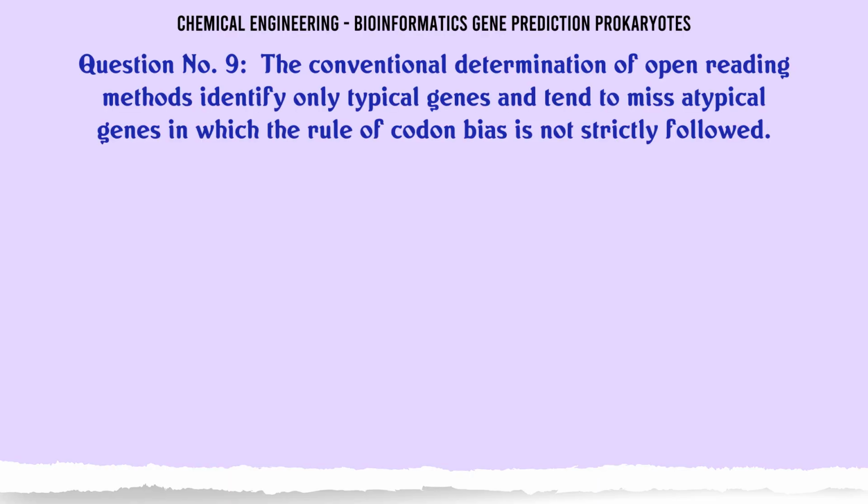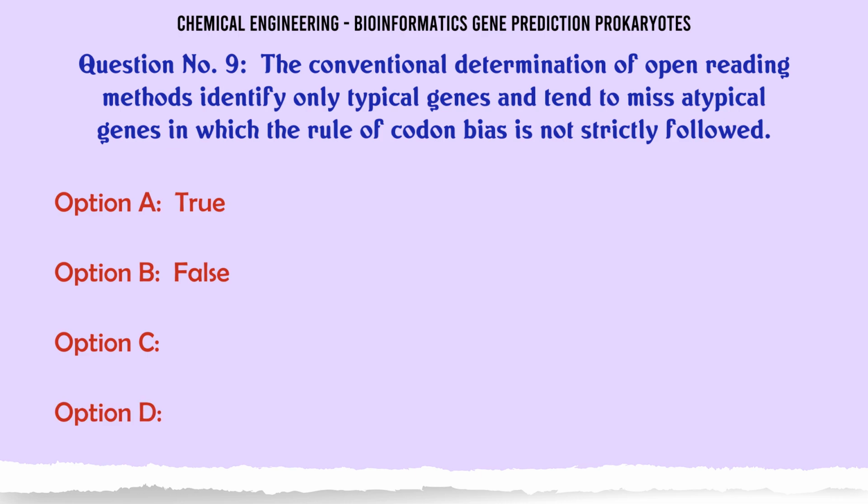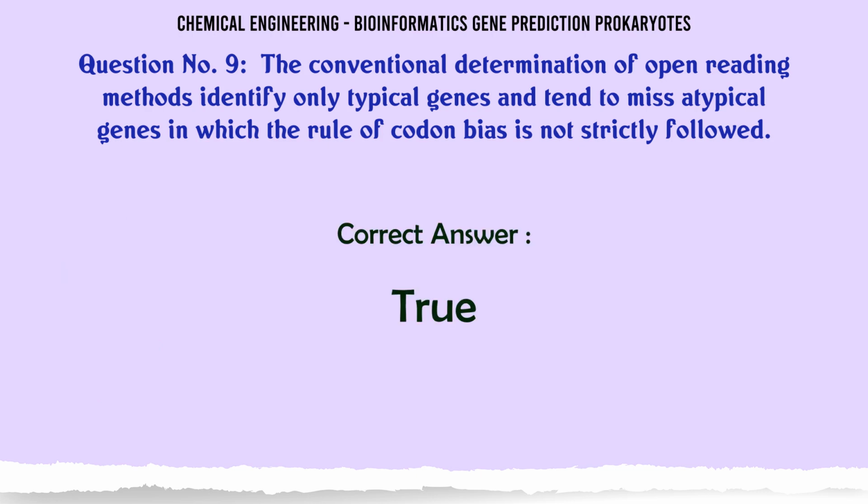The conventional determination of open reading frames identifies only typical genes and tends to miss atypical genes in which the rule of codon bias is not strictly followed. A. True. B. False. The correct answer is true.